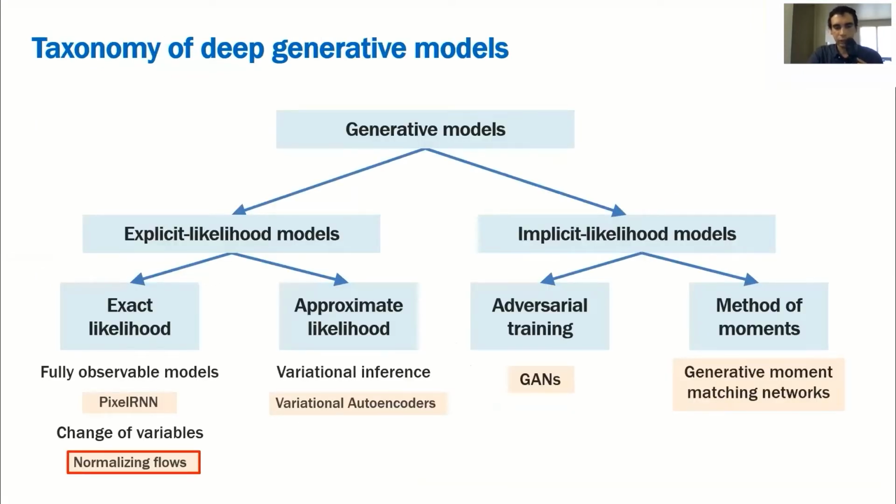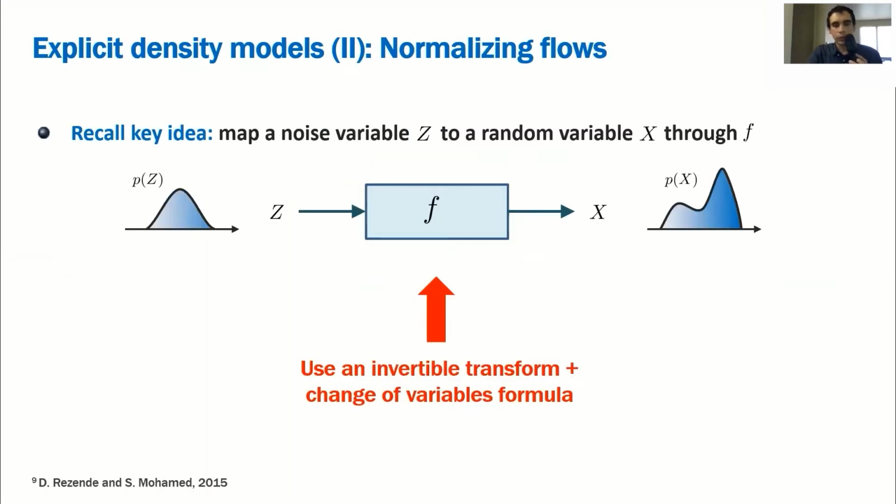A second class of explicit likelihood models doesn't use approximate inference, doesn't use variational inference. It optimizes the exact likelihood, and it's one of the very few approaches out there that actually computes the exact likelihood: normalizing flows. In normalizing flows, we start with a noise distribution or a simple distribution P of Z. We map it to the real data distribution, and we select F so that it's an invertible transform. That's the constraint that we put on F. So we choose F as a function that is invertible, and use the change of variables formula to optimize the distribution P of X, the distribution of the real data.